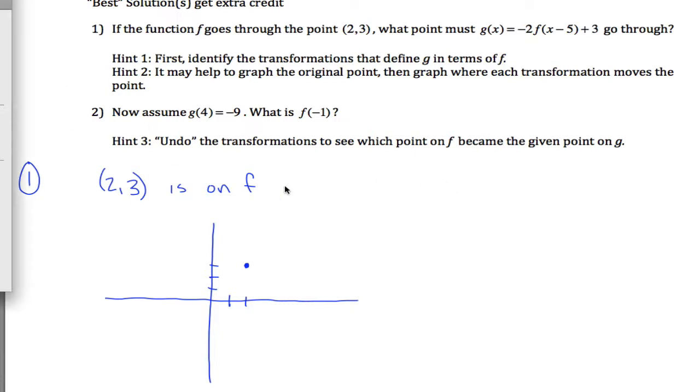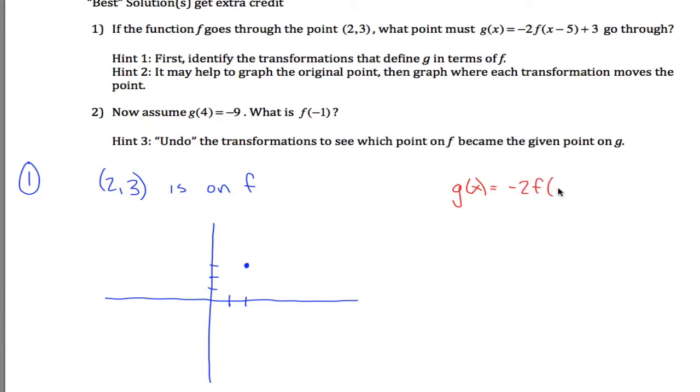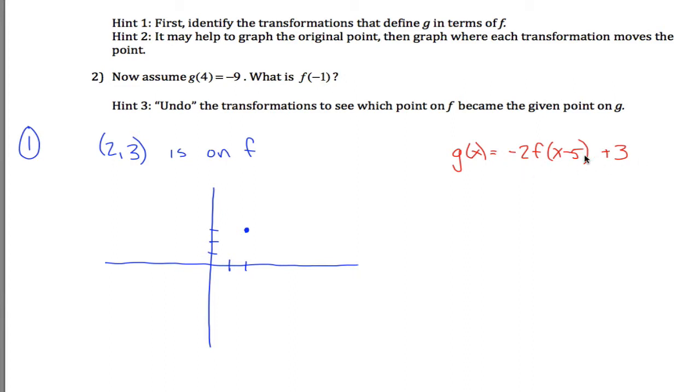Maybe I'll switch colors, calling it g, and defining it in terms of f as -2 times f of (x - 5) plus 3. So what you have to do is figure out what transformations are going on here. We have either 3 or 4, depending on how you want to think about it. There are 2 vertical transformations. And it's important what order you do them in.